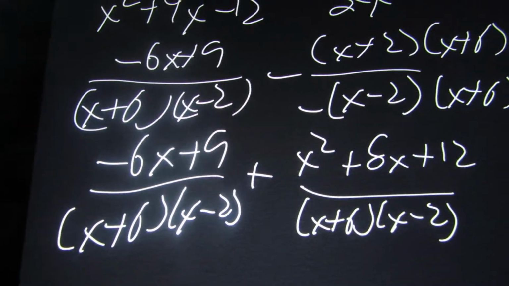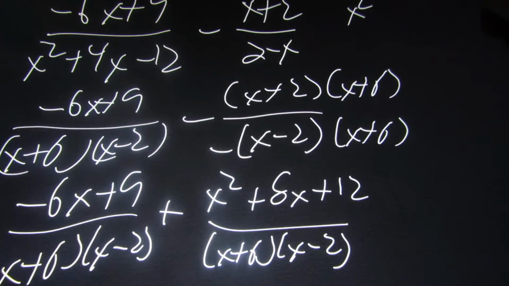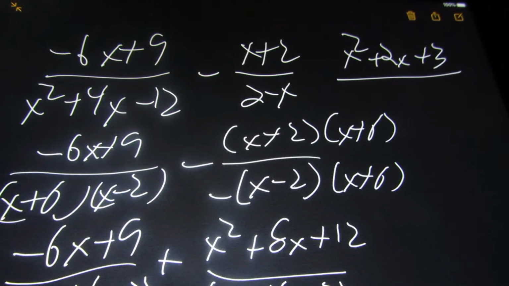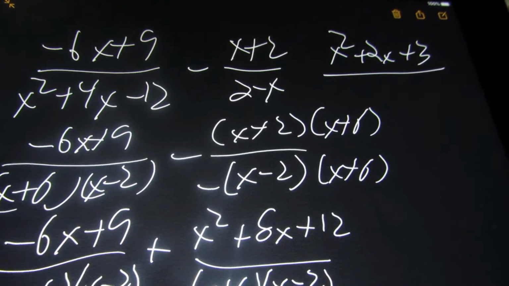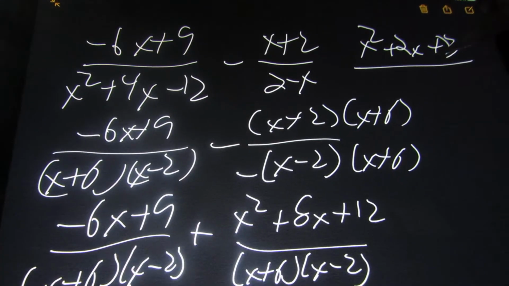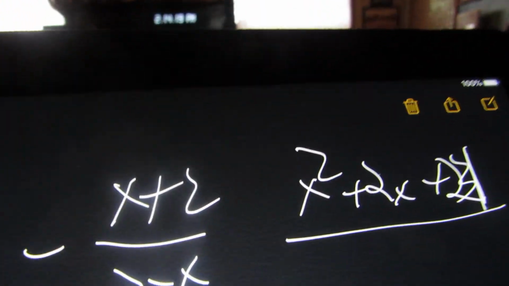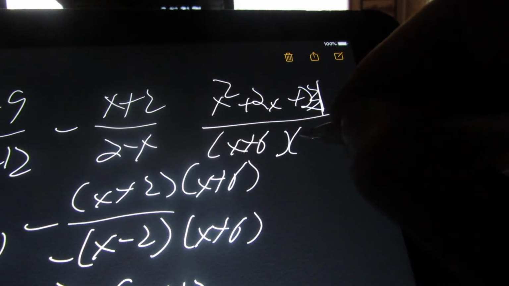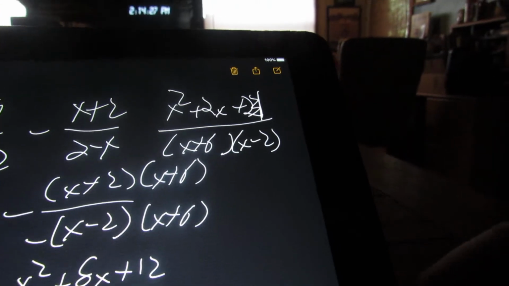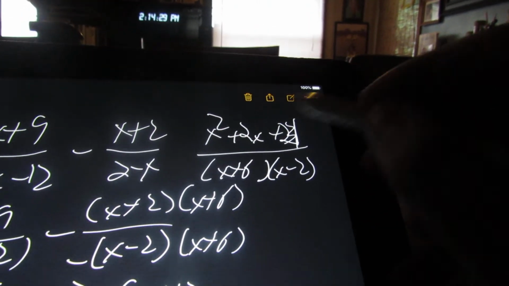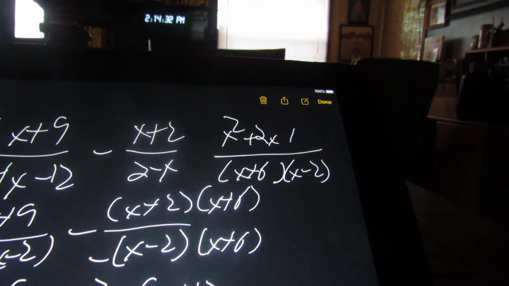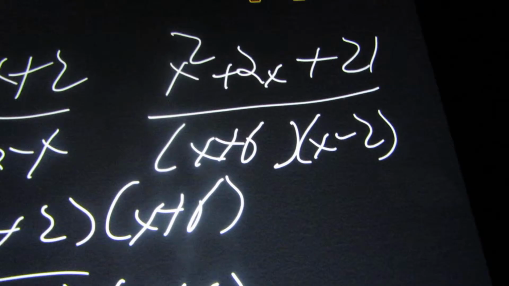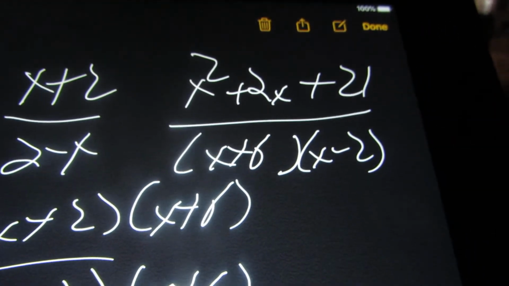Now I'm going to combine like terms. I'll have x squared plus 2x plus 9 plus 12, which is 21, over (x plus 6)(x minus 2). So we can't really factor this one. So we're just going to leave it as x squared plus 2x plus 21 over (x plus 6) times (x minus 2).